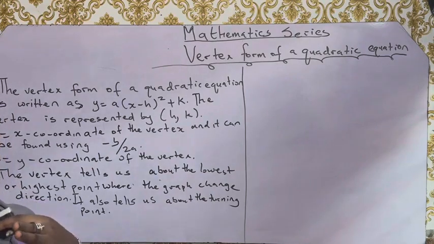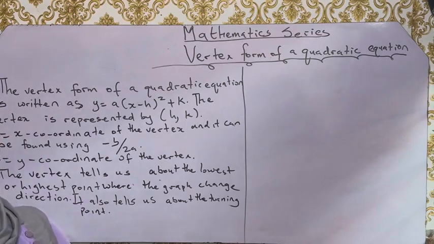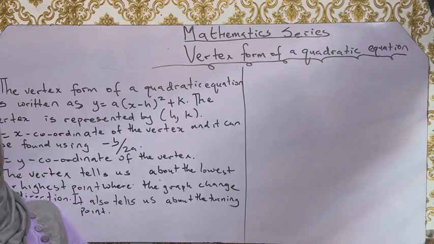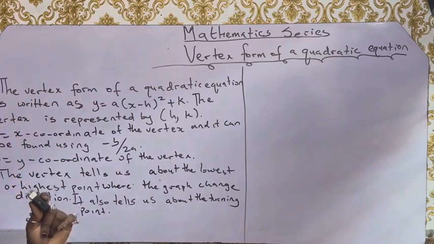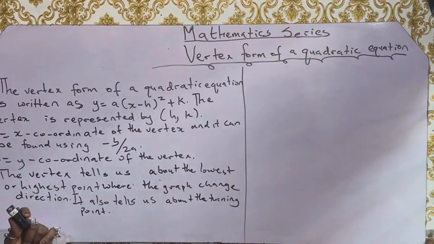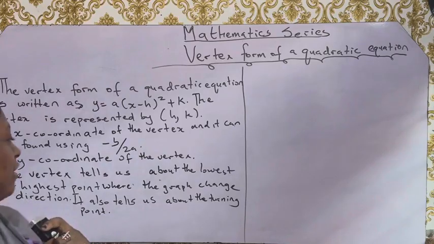Well, h will tell you whether the graph is shifting to the left or to the right. If the value of h is positive, it means it shifts to the right. If the value of h is negative, it means it shifts to the left. Then we also have k. Now, k in the vertex is simply the y coordinate of the vertex, and it tells you whether the graph moves up or down the y-axis.